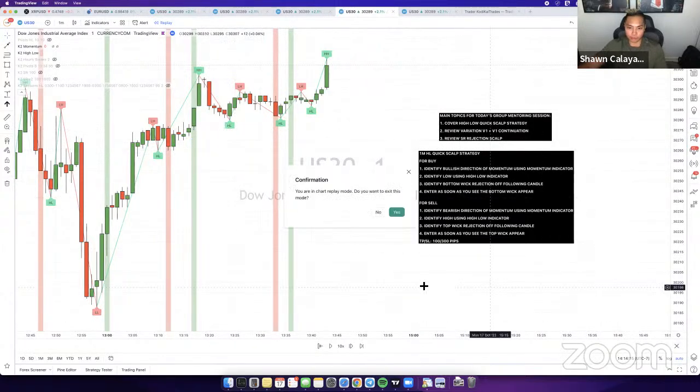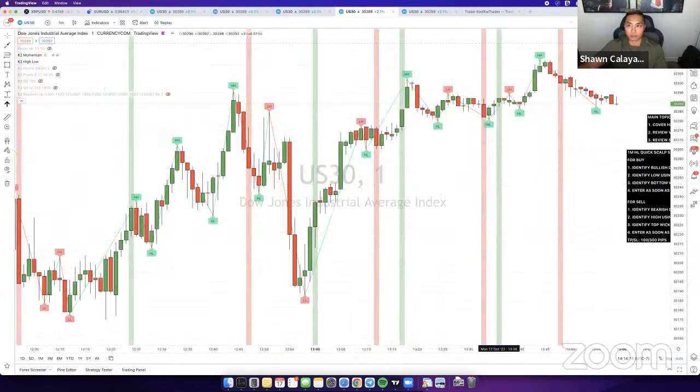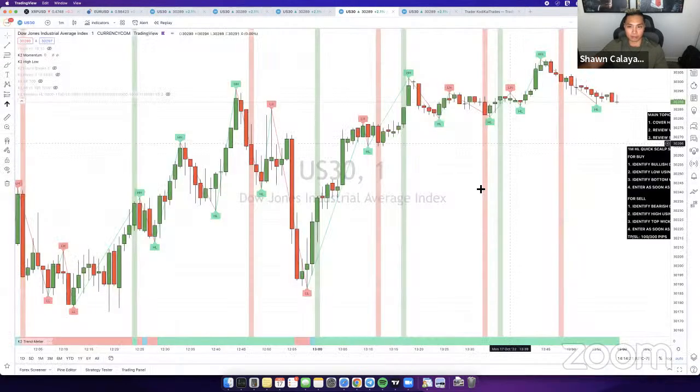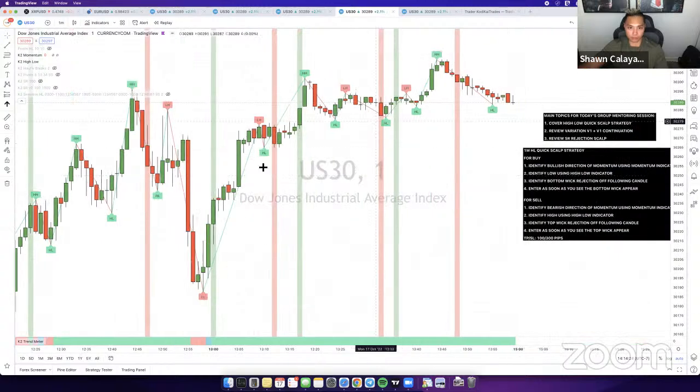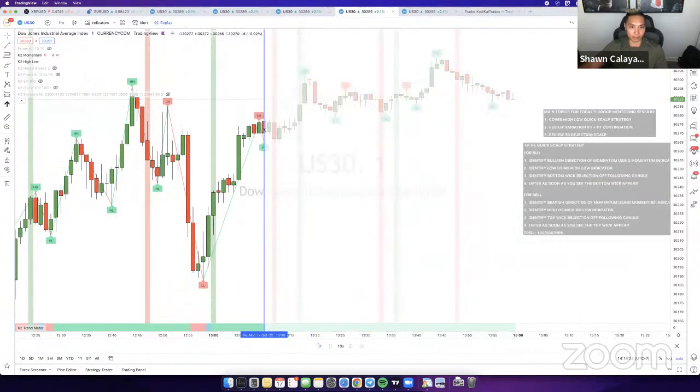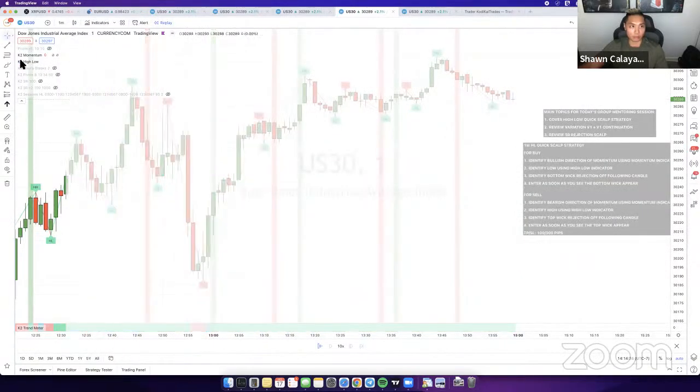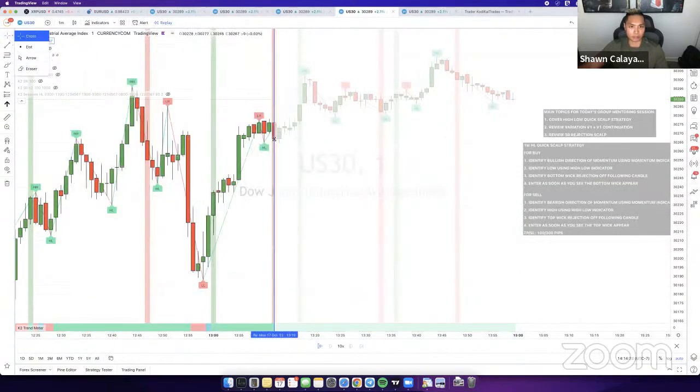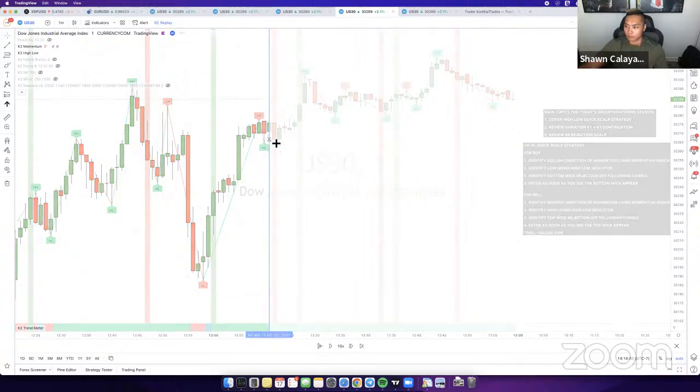Let me just refresh my TradingView to fix this lag. Hopefully it fixes it. All right, so I refreshed it right there. I'm going to go back to the next example here. So we just went over this example over here for a buy. If you guys wanted to see another example for a buy, there's one more right over here.